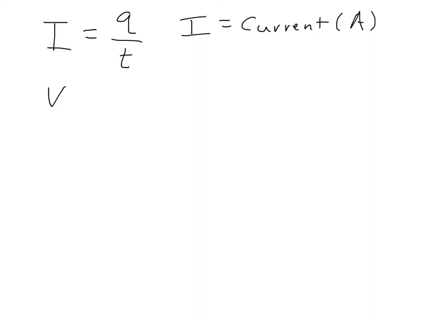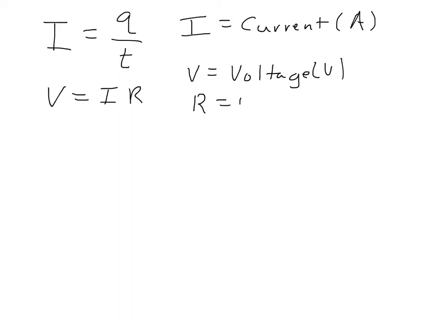Next equation is V equals IR, also called Ohm's law, and so V is equal to voltage measured in volts, and that's also known as potential difference. I is current, and R is resistance, and that's measured in ohms, and that's abbreviated with the Greek letter omega.